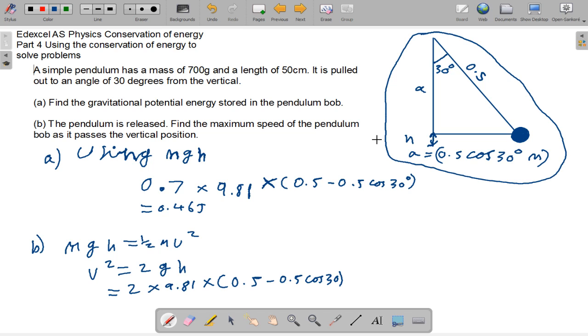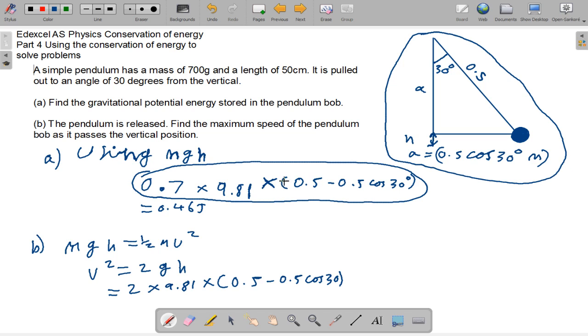So if we know that using mgh, we can times 0.7 by 9.81 and times that by 0.5, the hypotenuse, minus the horizontal component, cos 30, and we get 0.46 joules.